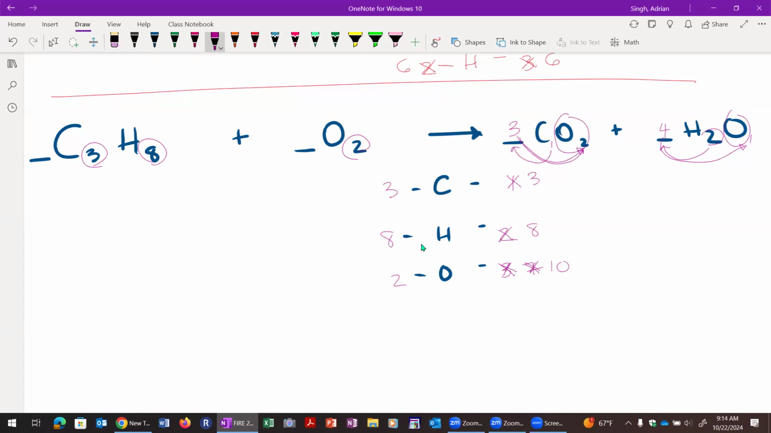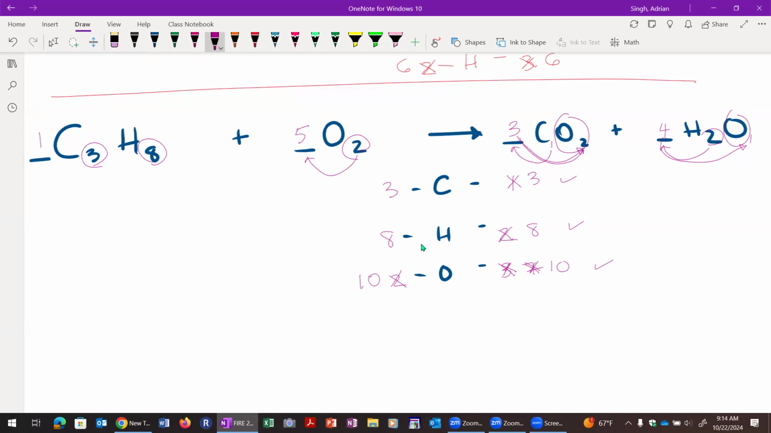So we have 10 on the right side. I need to make 10 O's now on the left. So 2 times something gives me 10. So 2 times 5 is going to give me 10. All right, so my O's are good. H's we already balanced. C's are good. This then is your balanced equation for this particular reaction.